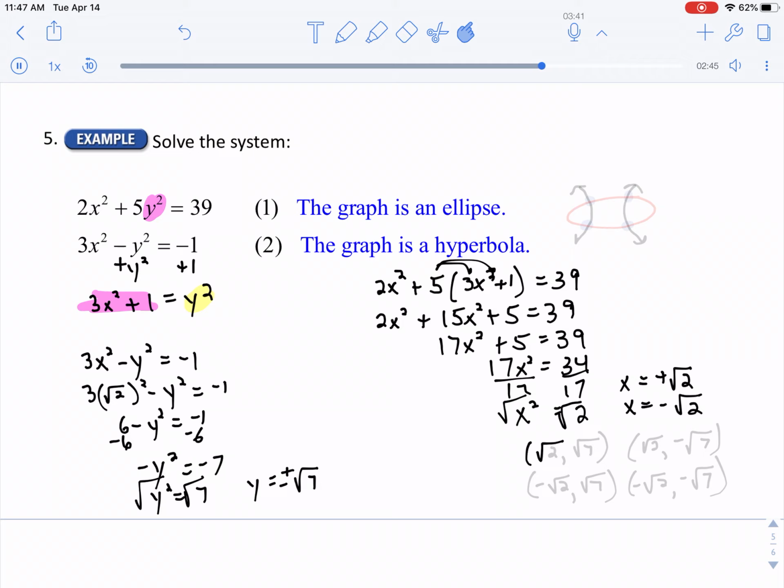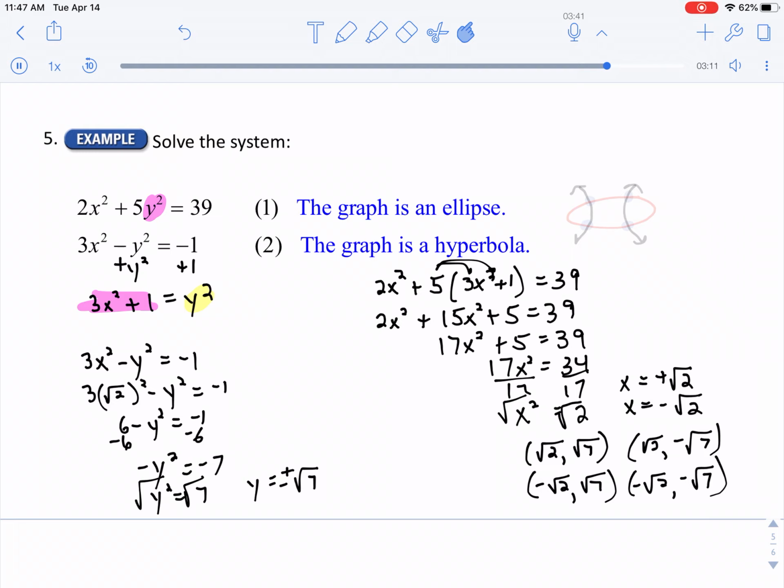So I have, actually I have 4 solutions. I have square root of 2, square root of 7; negative square root of 2, positive square root of 7; square root of 2, negative square root of 7; and negative square root of 2, negative square root of 7.